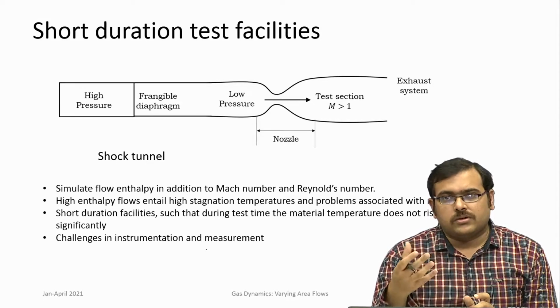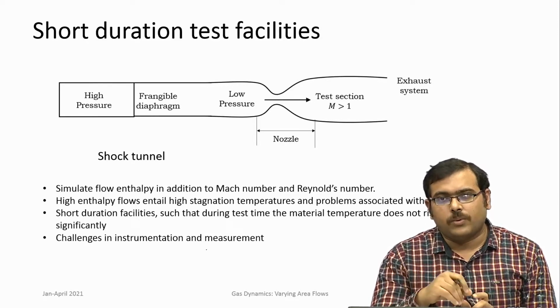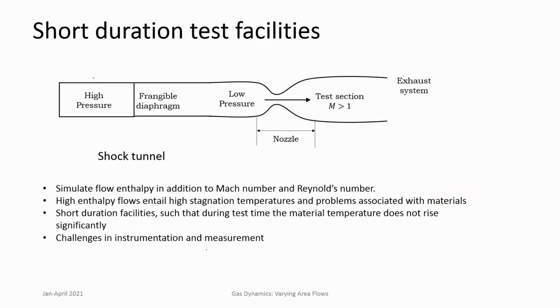So the way to go about such a problem is to reduce test time to very small values, and this is achieved by combining a shock tube, which can produce very high pressures and temperatures, to a wind tunnel by means of a nozzle. So this is a shock tube. We discussed this shock tube in early parts of this course, and this is a nozzle attached to the shock tube, and finally the exit part is the test section.